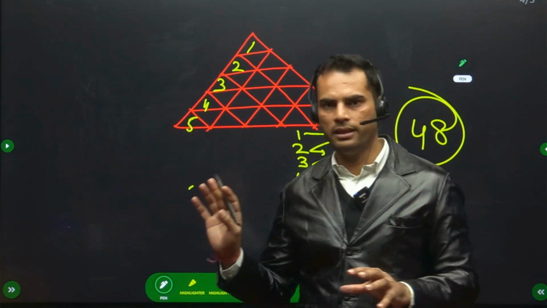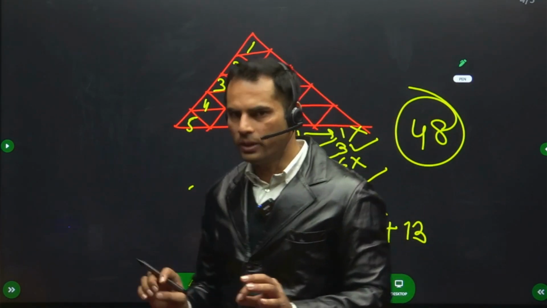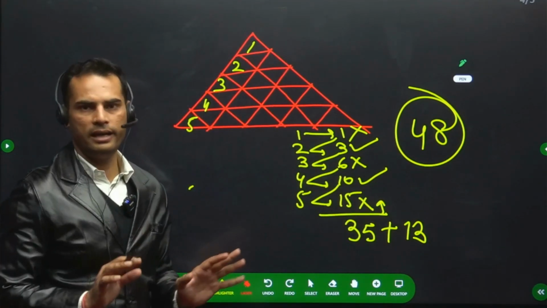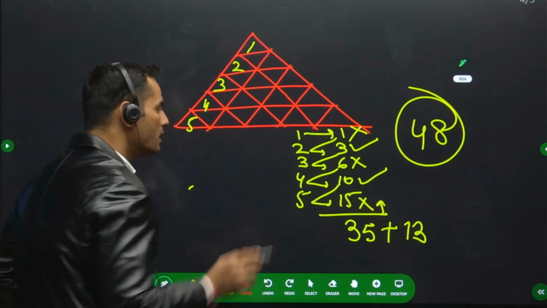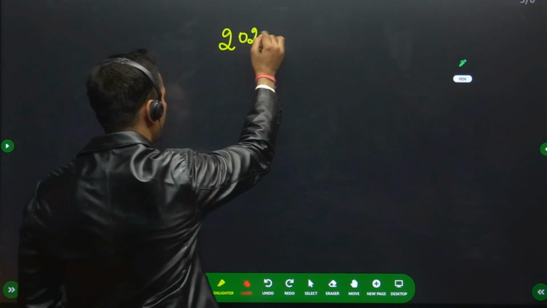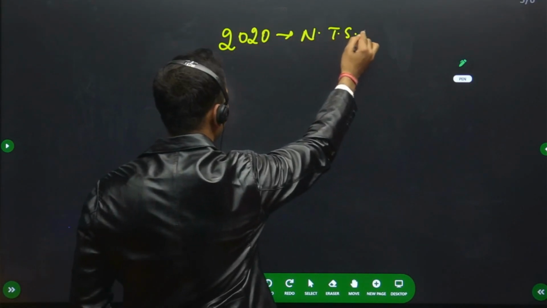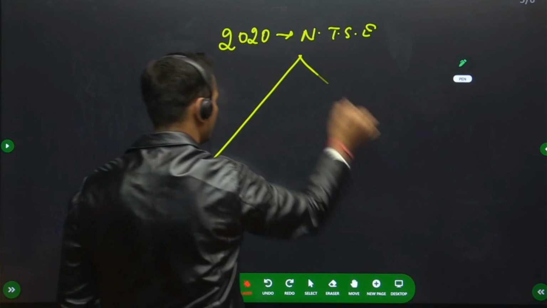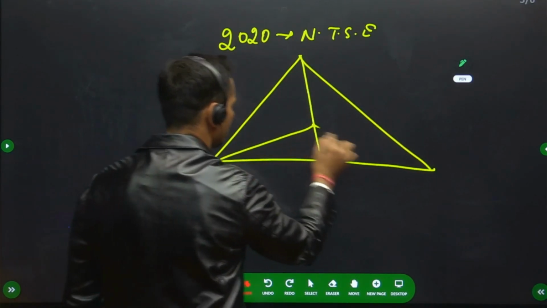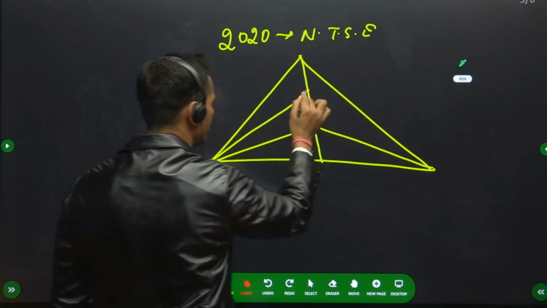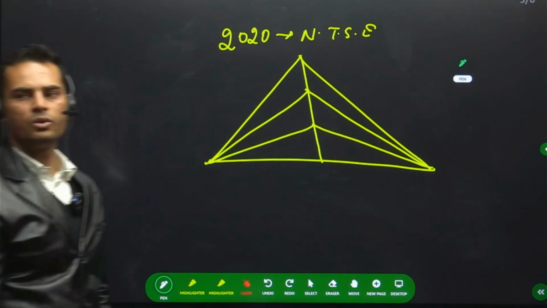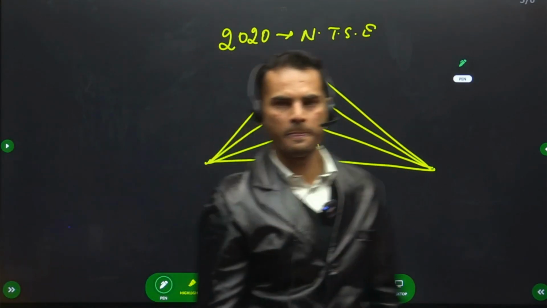So this is the way through which you can find the total number of triangles, and these types of questions have already been asked in the NTSE examination. Now in 2020 a question was asked. In 2020 in NTSE a question was asked from counting of figures. This was the question. Just try it out. Total number of triangles in this given figure. It is based on the first concept which I taught you earlier.